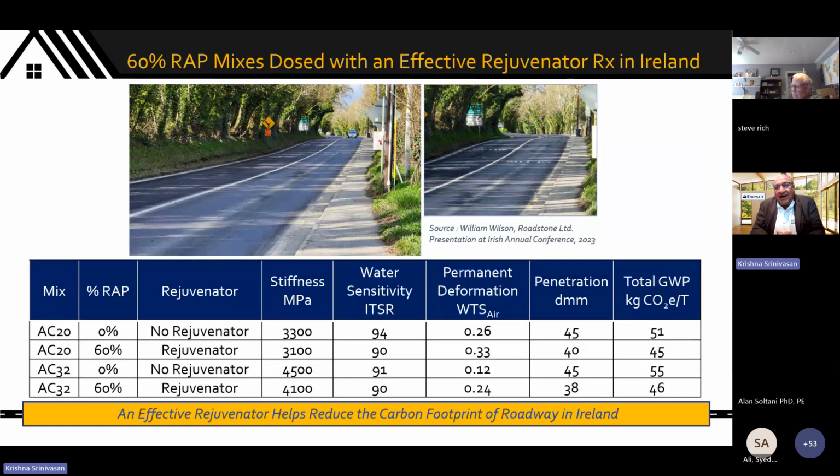Let's move on to slightly higher levels. This is a 60% wrap mix, and they used two binders, AC20 and AC30. Those of us who are old enough remember AC grading of binders before we moved to PG grading.